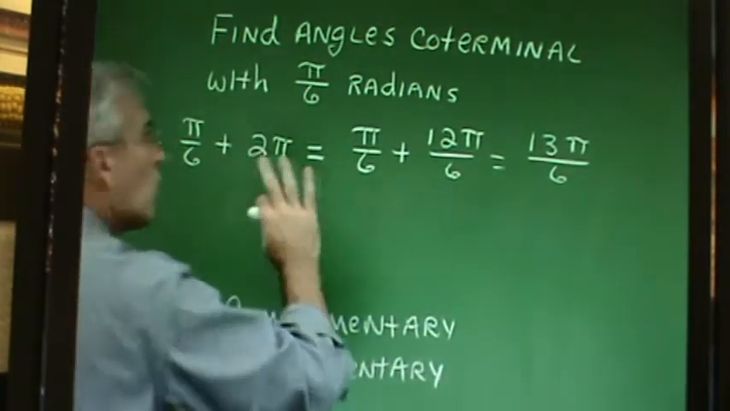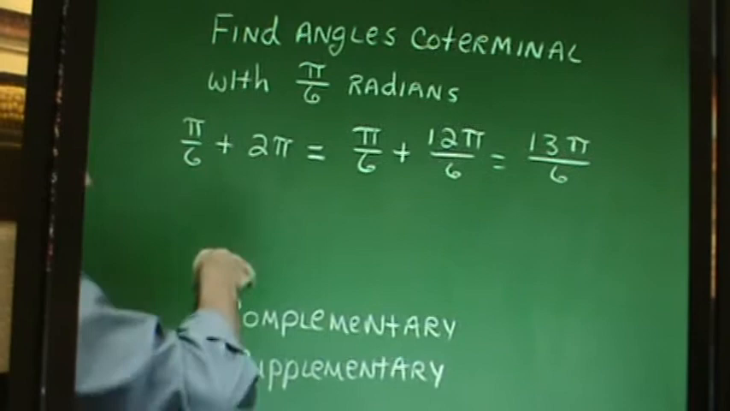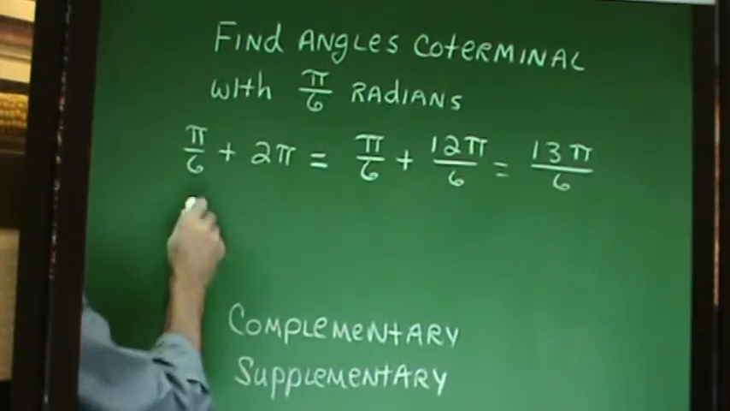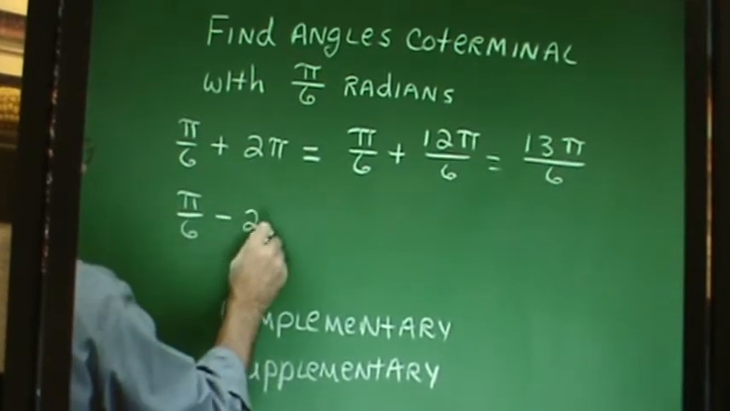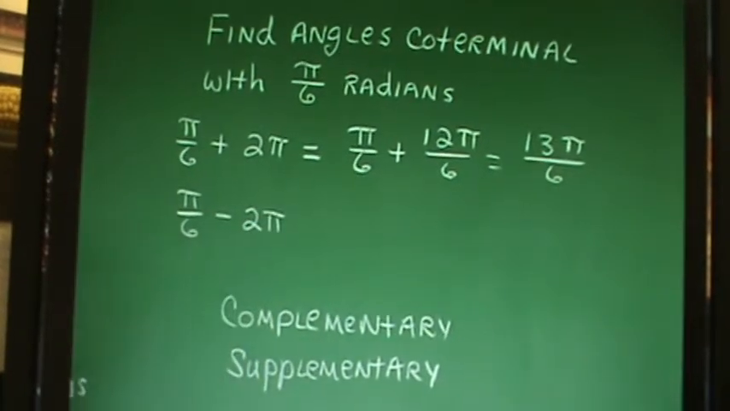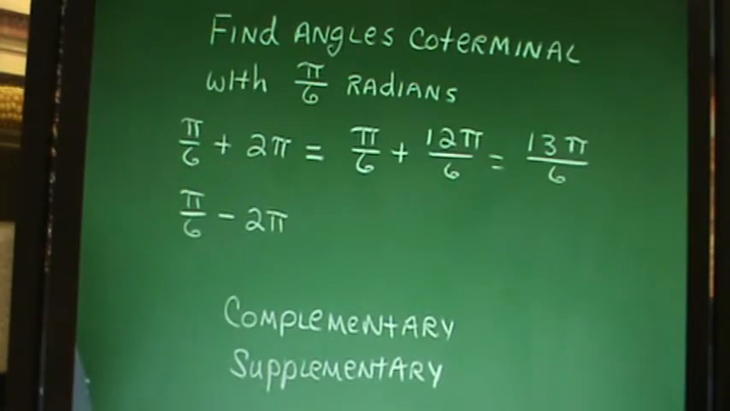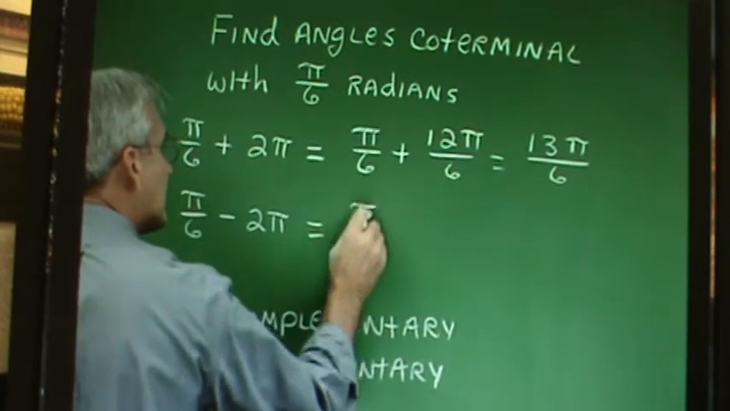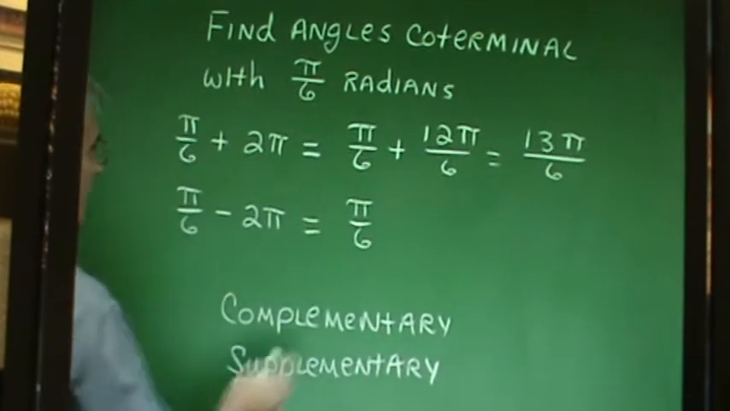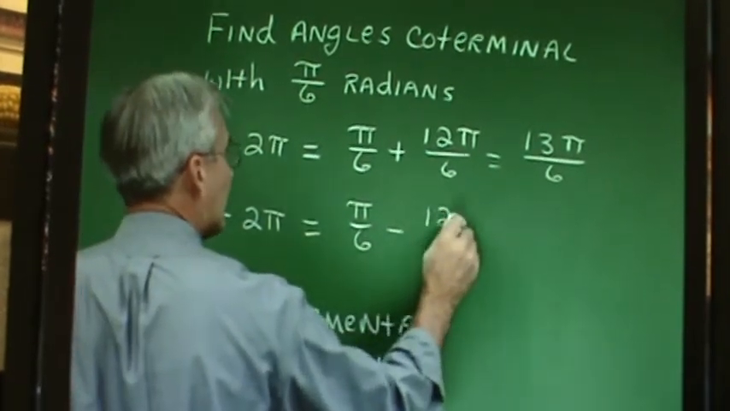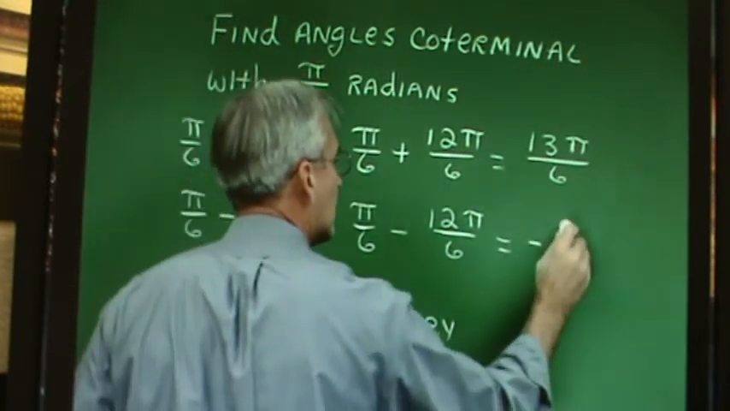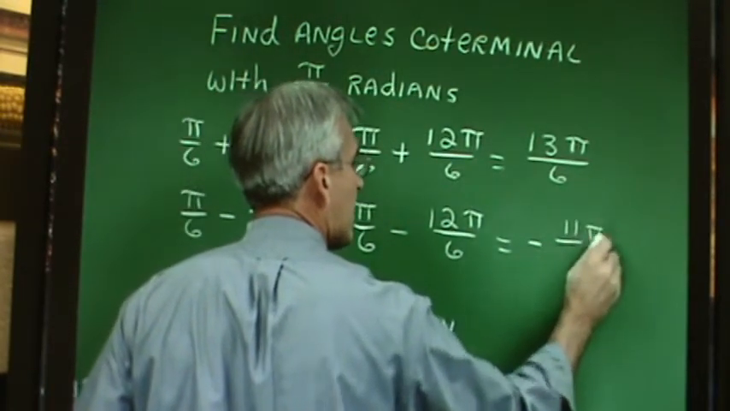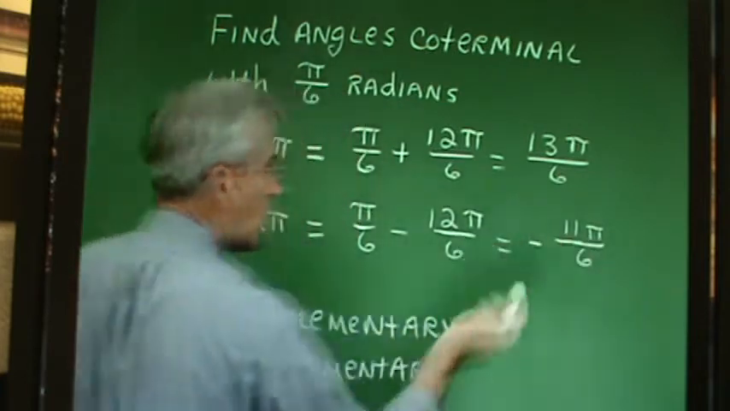And a way of generating the angle using a negative angle: it was pi over 6, and subtract 2 pi. That's another angle which is coterminal with this angle of pi over 6. And again, the algebra is in finding the common denominator. It's minus 12 pi over 6. So it turns out to be negative 11 pi over 6 as a coterminal angle.